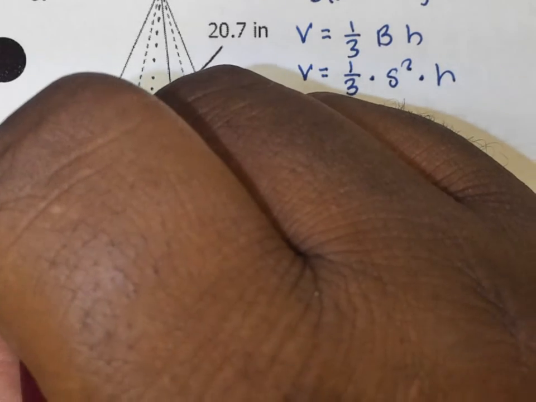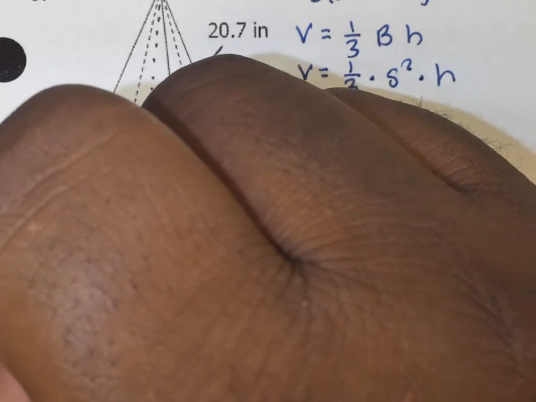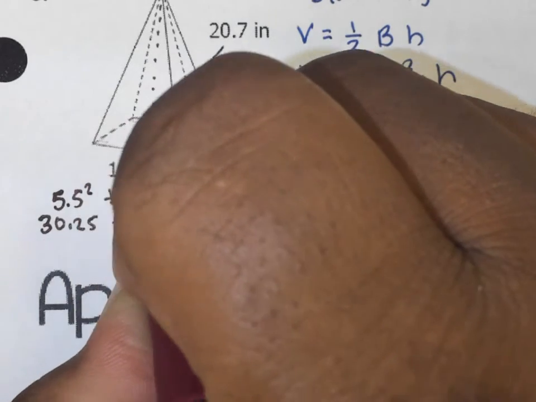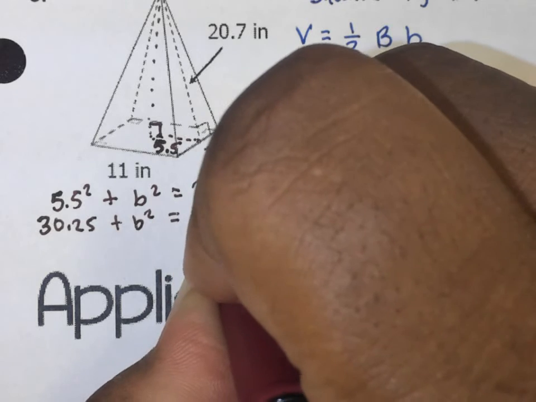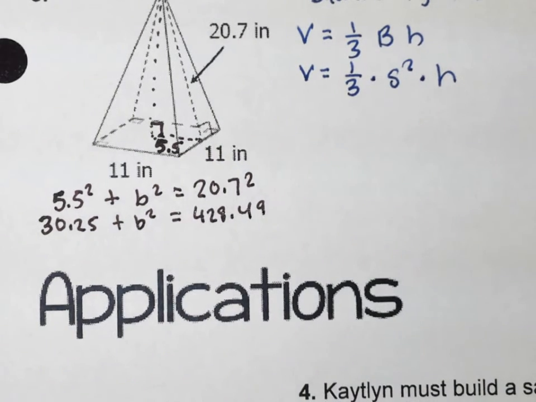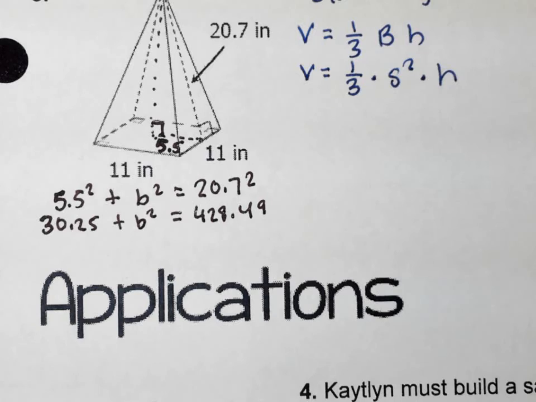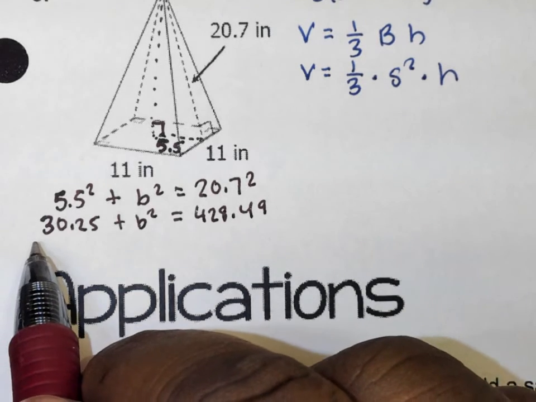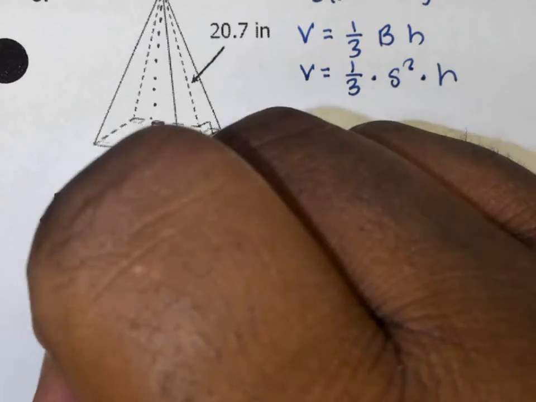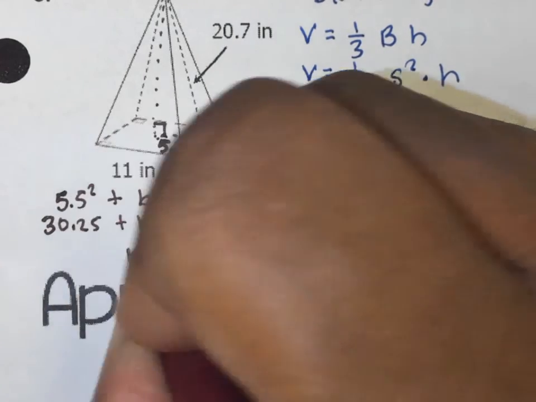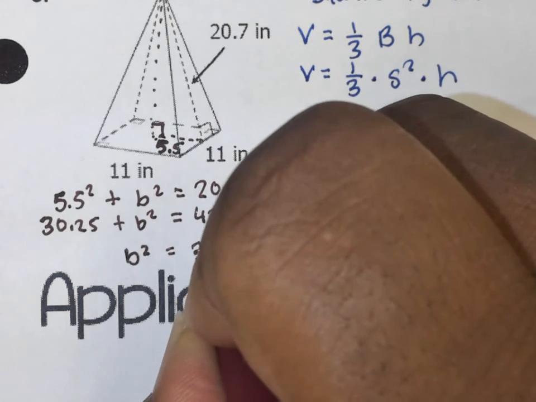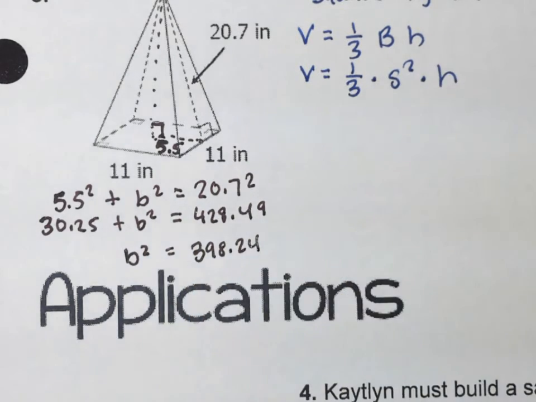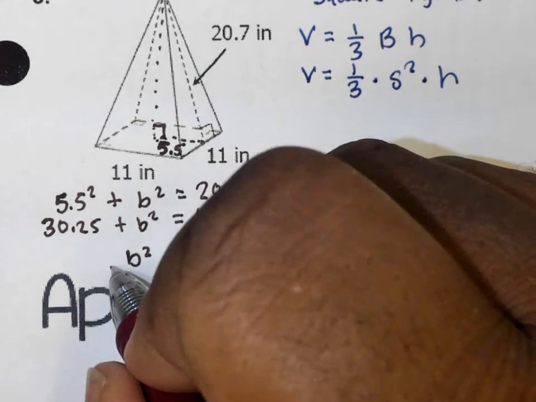I'll help you with that math. 30.25, and then you get 428.49 when you square. I want to save some space, so I'm not going to show the subtraction, but y'all should know that y'all should subtract this number next. So b squared equals 398.24 when you do the subtraction. I just want to save space. Square root.